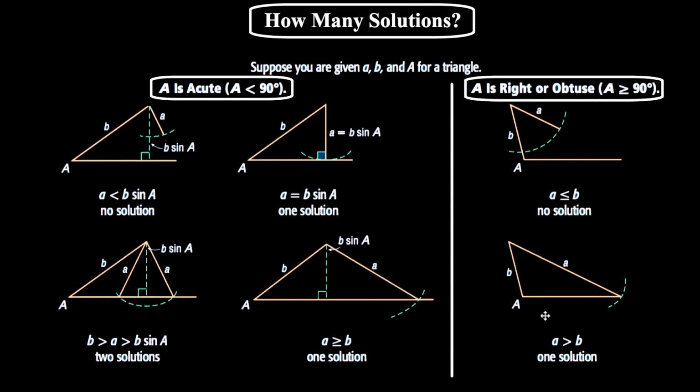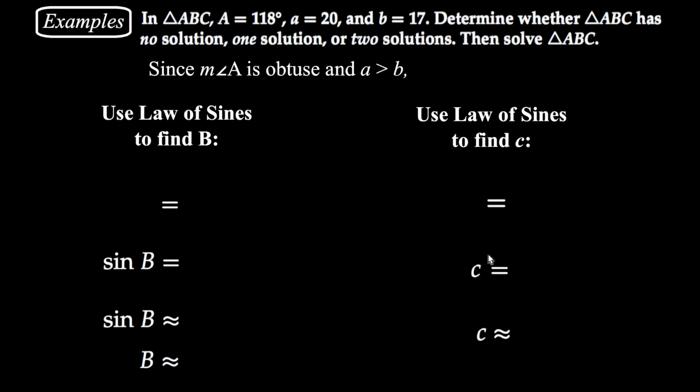So let's put that into practice and see how this works. We're given a triangle ABC and they give us some information. We have angle A is 118 degrees, side a is 20, side b is 17. Figure out how many solutions there are, and solve the triangle. Well, the measure of angle A is bigger than 90, so it's an obtuse angle. And if we compare a and b, a is bigger than b, so we know that one solution exists.